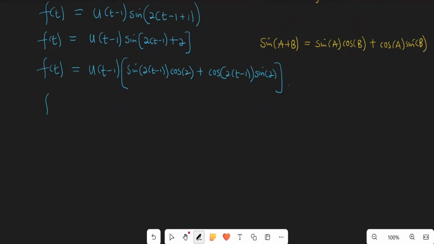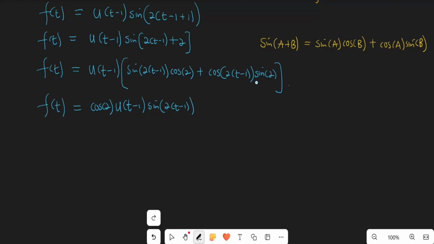So let's distribute with f of u of t minus 1. This cosine of 2 is a constant, so I'm going to bring it out here as cosine of 2. Then I'm going to have u(t minus 1) multiplied by sine of 2 times t minus 1. So we see that we now have the sine function which is shifted by 1, conforming with this.